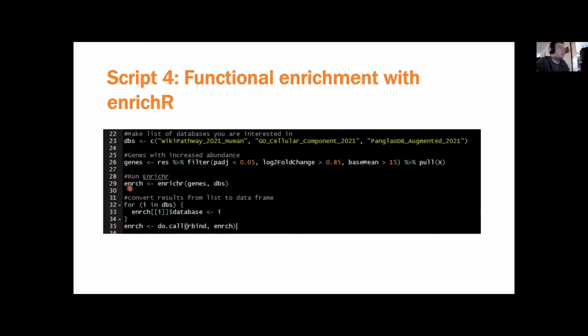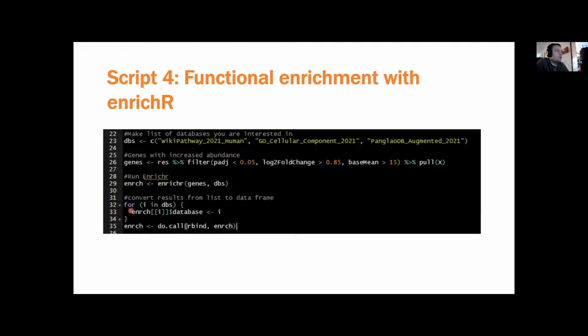Then to run it through enrichR, it's pretty straightforward. There's an enrichR function. You feed it these two objects, and it spits out the results. The results are in the format of a list. You can actually go and look at the results file. To save it, what I usually like to do is convert it from a list to a data frame.